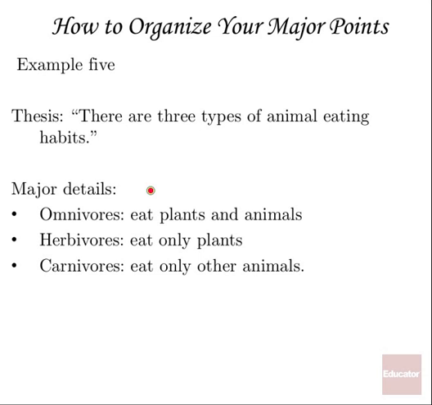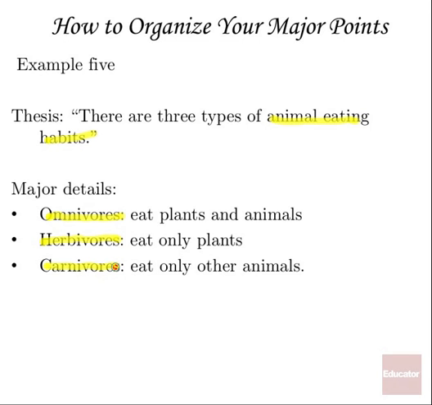So, there are 3 types of animal eating habits. And I bet from your biology class you already know what these are. There's omnivores, which eat omni, or everything. There's herbivores, which eat only plants. And there's carnivores that only eat other animals. It kind of seems like I could put these in any order I want.